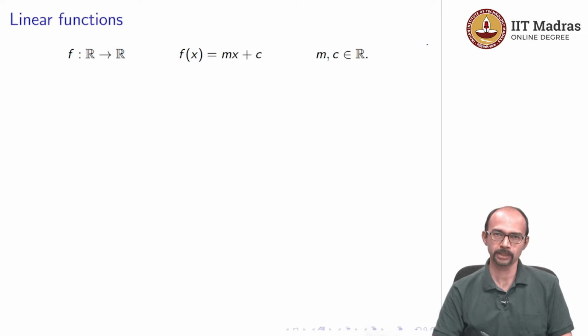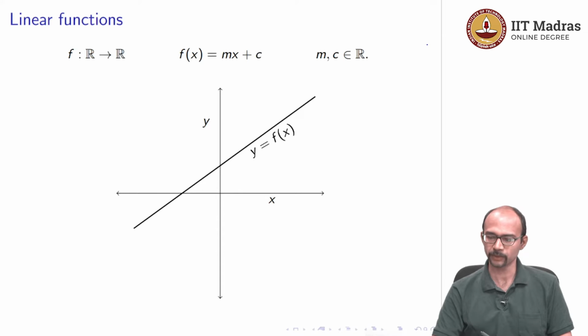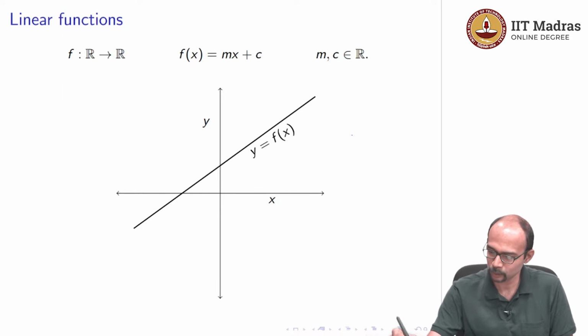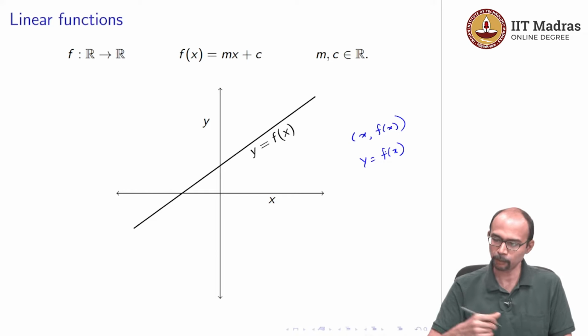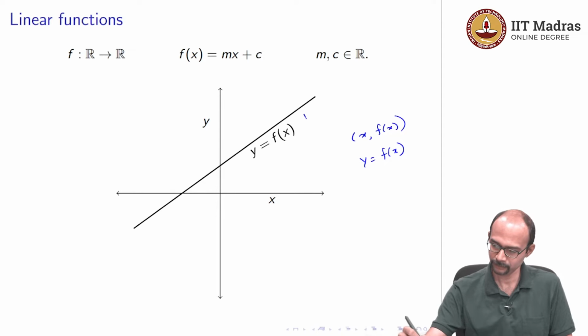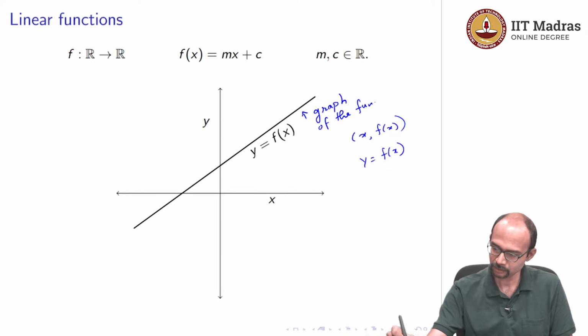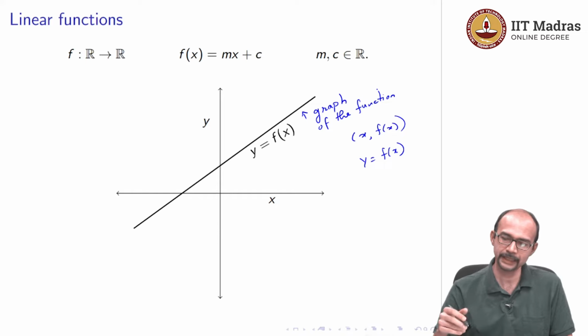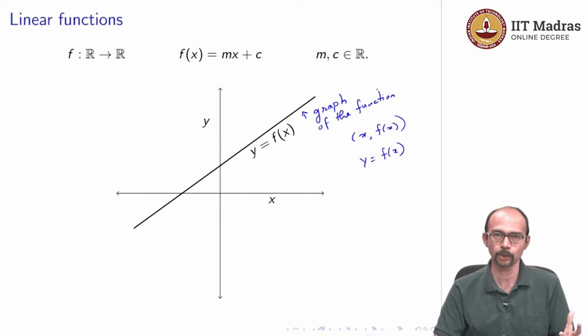I hope you remember what a linear function is, and there is a picture associated with it. This is the graph of that function. You plot the point x and you plot the corresponding point f of x on the y axis. So you plot the points (x, f of x), and in other words this is the line y equals f of x, the bold line in black which is drawn here. This is called the graph of the function, and one reason to call it a linear function is that the graph is a line.